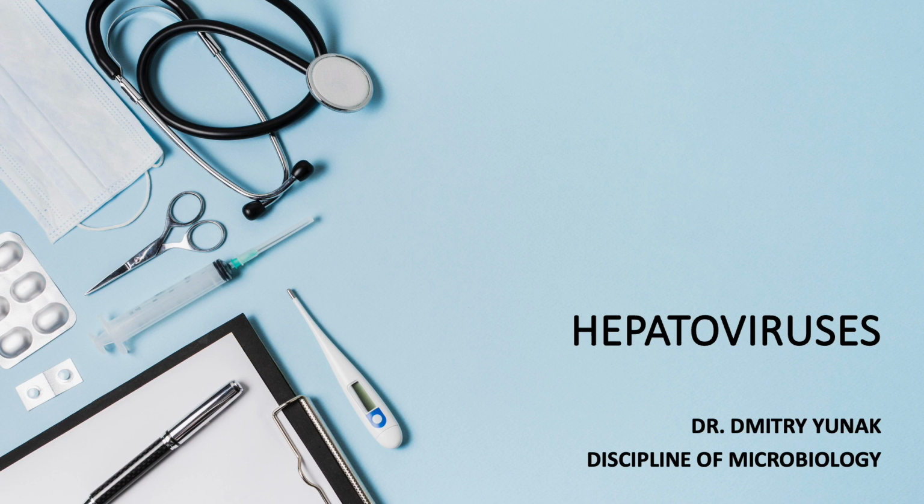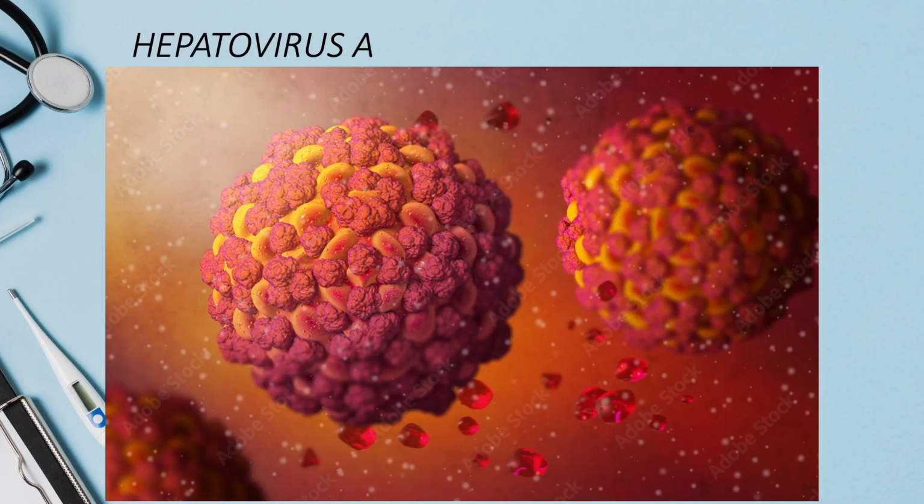First of all, we can divide all of them into 2 groups by the way of transmission, according to the mechanism of transmission. Hepatitis A and hepatitis E are viruses that spread by fecal-oral mechanism of transmission. Hepatitis A and hepatitis E. Hepatitis B, C, D are spread through the parenteral mechanism of transmission, through the blood.